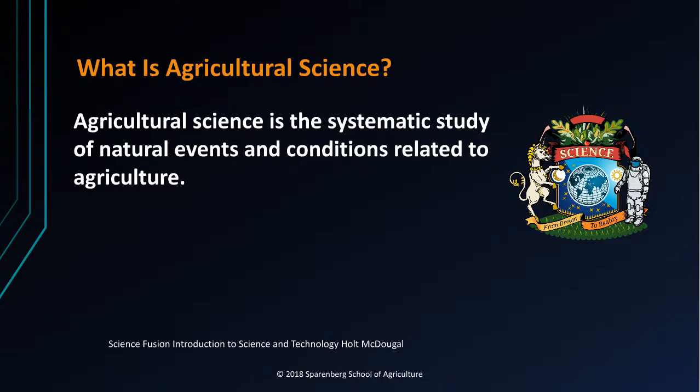Agricultural science is the systematic study of natural events and conditions related to agriculture. Scientific subjects can be anything in the living or non-living world. We may think of agricultural science as mostly plants and animals, but it also includes the science applied to farm equipment, farm buildings, and chemical products. Science is limited, though, to phenomena people can observe, with or without instruments to aid observation.